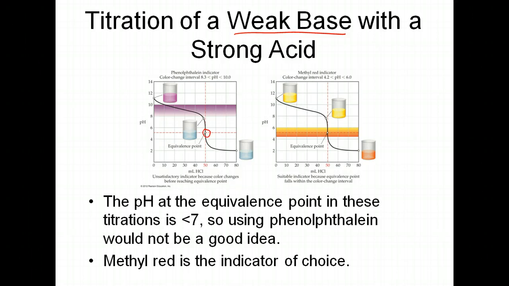So in this slide over here on the left, we have picked an indicator that is not necessarily appropriate for the color change because the color changes before I'm actually at the equivalence point. I want to make sure I'm picking an indicator that's going to change color in the range of the equivalence point. So typically on this dotted line, we're looking for something to kind of fall in that area. Okay.